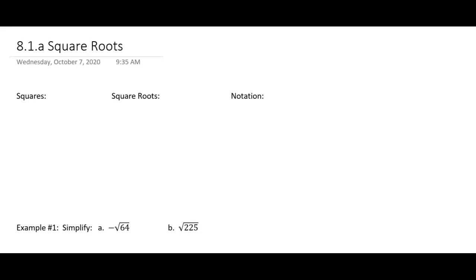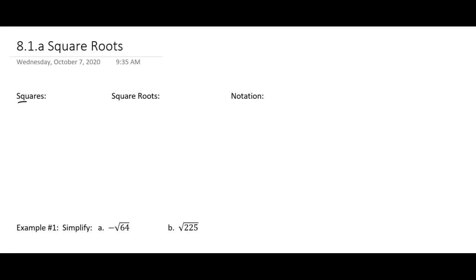Okay, so we're starting chapter 8 now, and you're going to find these problems aren't nearly as big as the ones in chapter 7. So we're going to talk about square roots in chapter 8. So we have to first get some idea of what we're talking about with these.